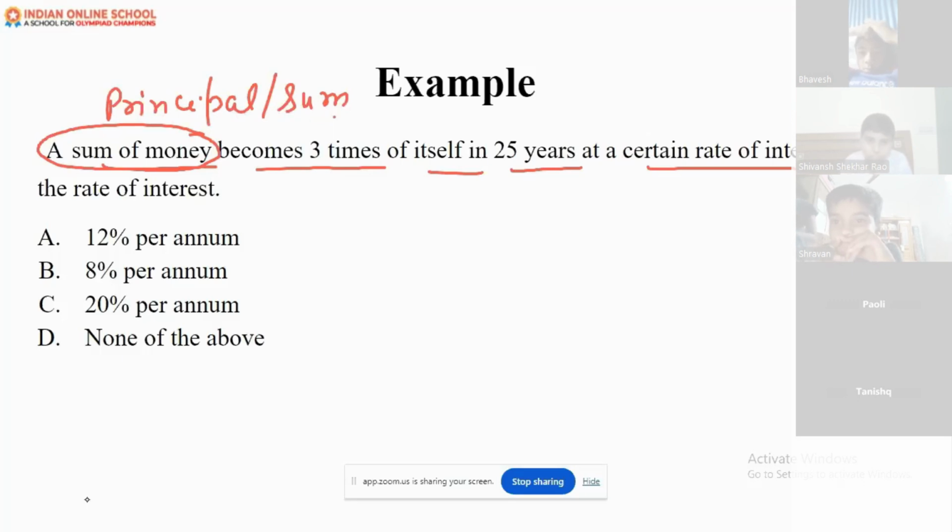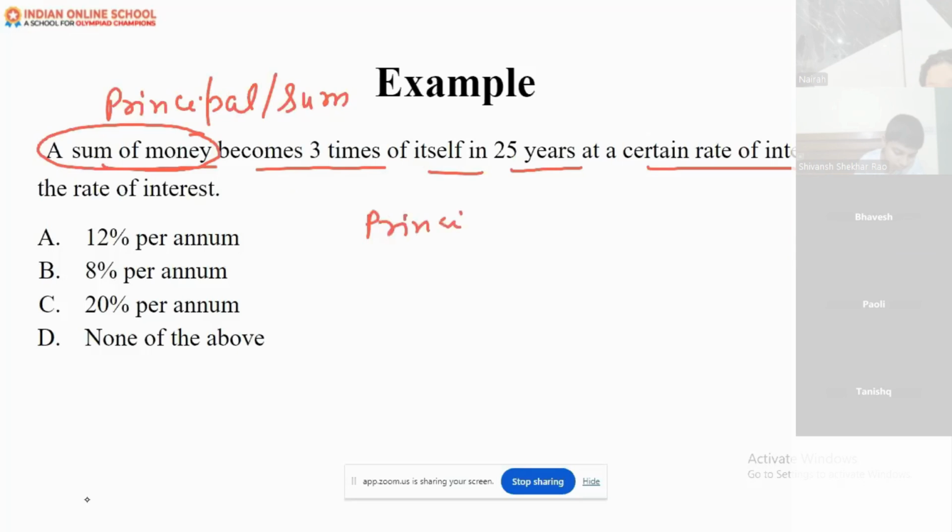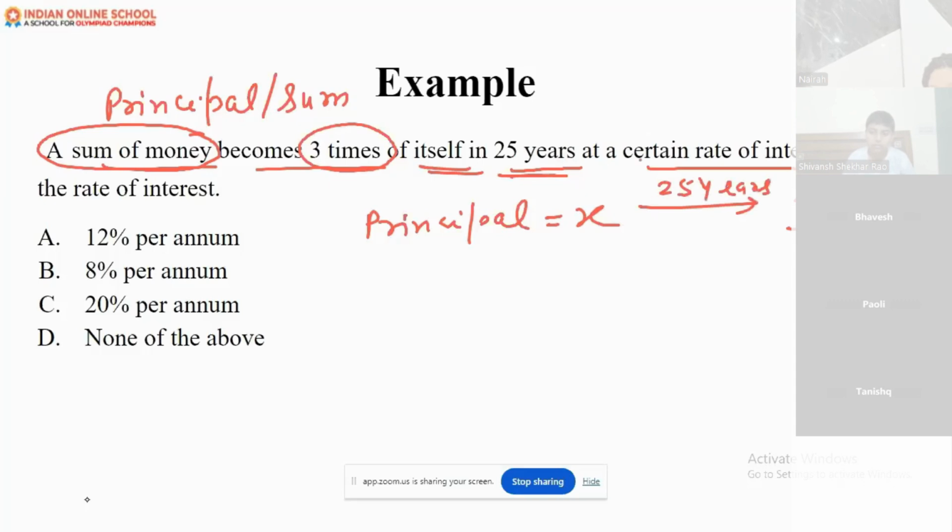So there is a sum of money that becomes 3 times. We don't know how much the sum of money is. Do you know what the principal is here? X. So we will let it be x, and it becomes 3 times itself, that means 3x, in 25 years. At a certain rate of interest, that rate of interest we need to find.